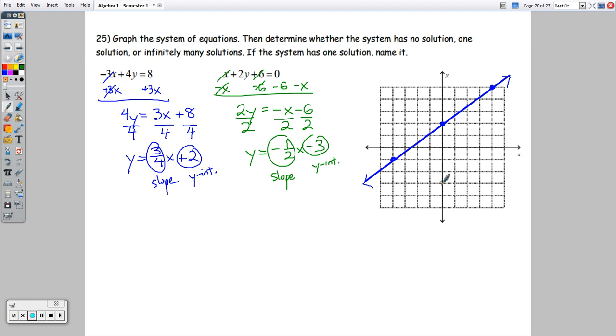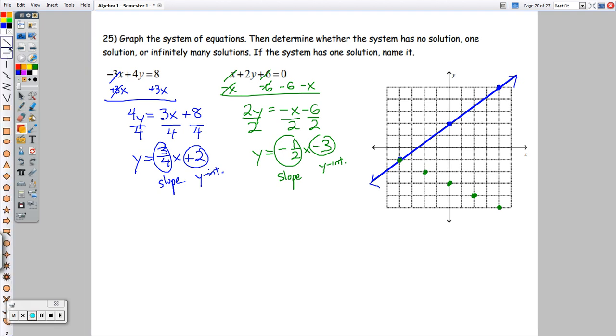So go to negative 3, and then you're going down 1 and right 2 if you have a slope of negative 1/2. Down 1, right 2. Or up 1, left 2. And boom, there's your intersection. So this one has one solution. If you have parallel lines, it's no solution. If you have lines that are right on top of each other, we call those coincidental lines, you have infinitely many solutions. But this one, we just have one solution. They only cross in one place. We connect those with a straight line, and we're good to go.